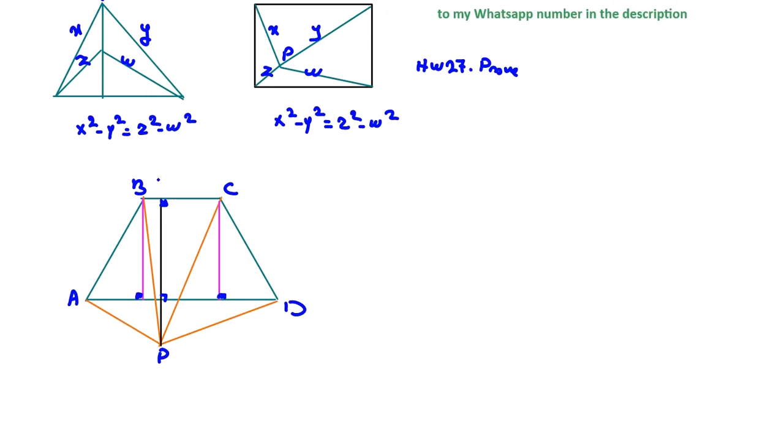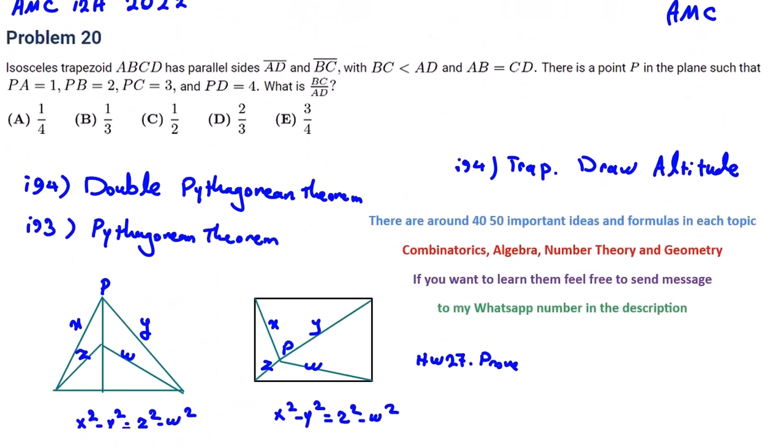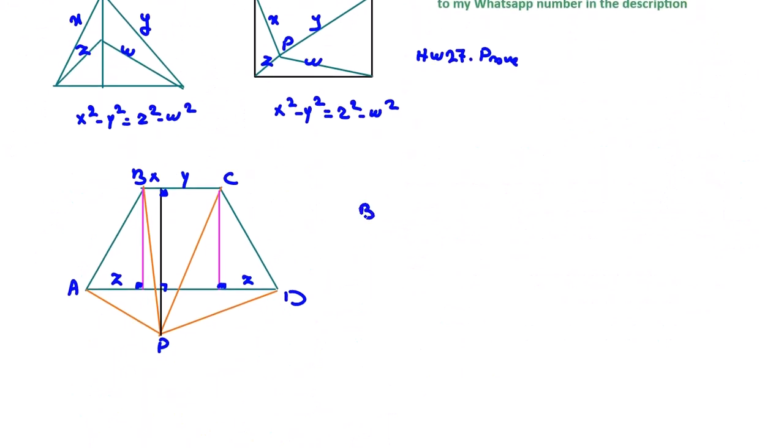Now I consider this one as x, this one as y, this one as z. Because this is isosceles, these two triangles are congruent, so this is z, this is z. Now the problem says BC over AD is what? So BC over AD in terms of x, y, z is (x plus y) over (x plus y plus 2z). Now by double Pythagorean theorem, we know that PA squared minus PD squared is what?